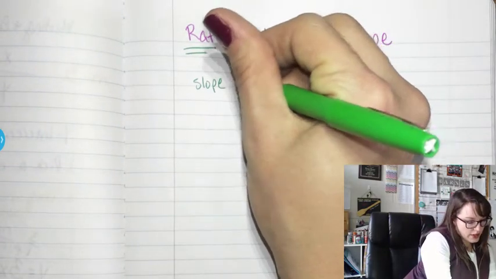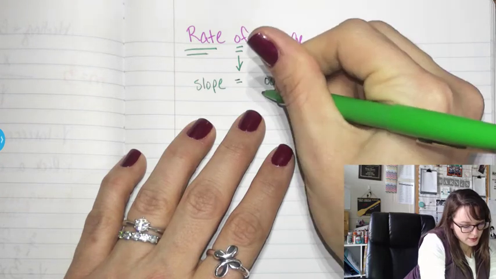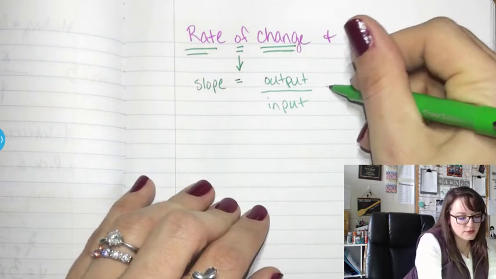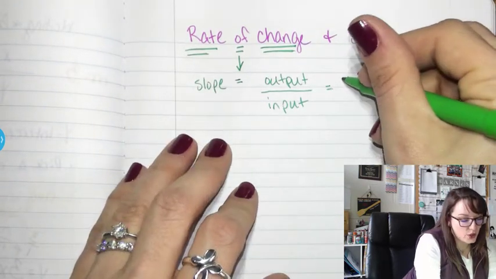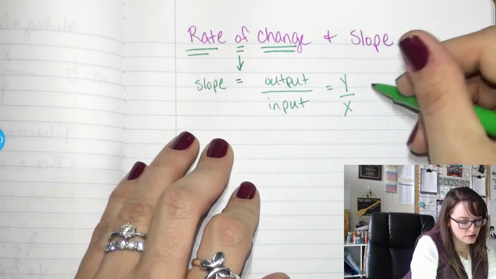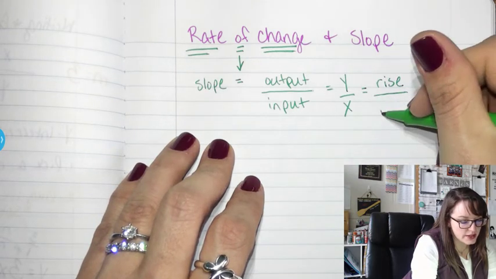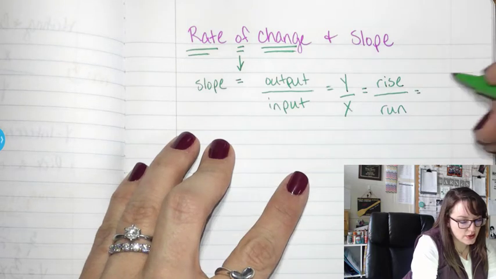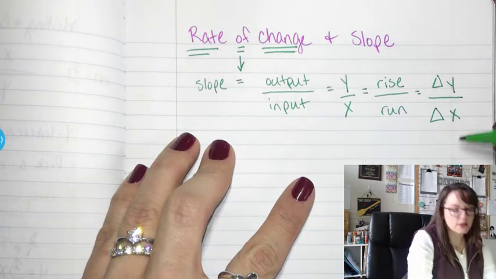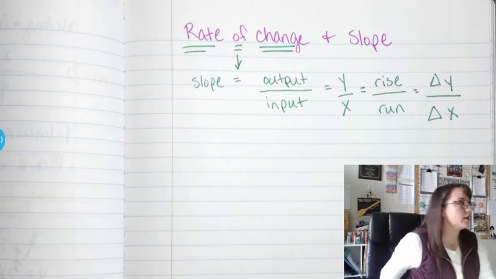And we know slope is our output compared to input. Output is your y values. Input is your x values. We also call it rise over run. We also call it change in y over change in x. All of these ways come back to mean this one thing.